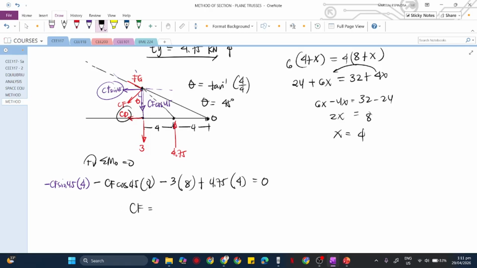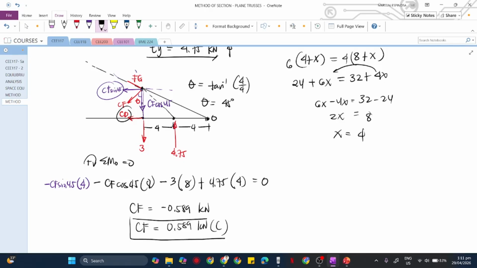Negative zero point 589, or 59... negative 0.589 kilonewton. So, that is negative. Therefore, the correct answer is 589 kilonewton, and that is compression. So that's the correct answer here. Okay? I hope you got it.